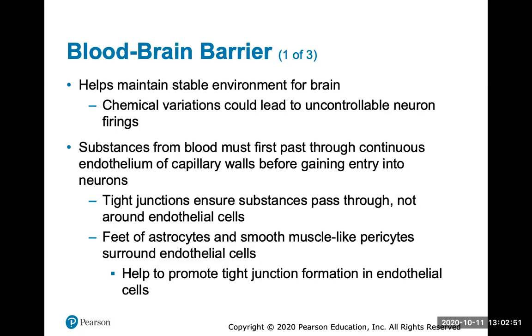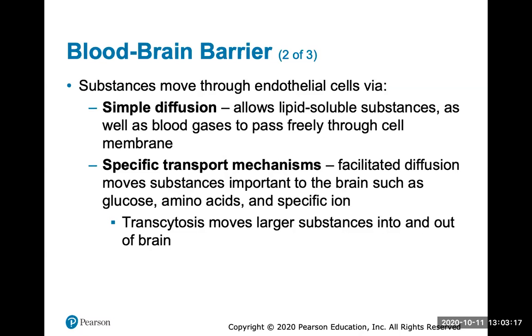Substances from the blood must first pass through a continuous endothelium of capillary walls before gaining entry into the neurons. And these are tight junctions that ensure what substances pass through and what substances do not get through. This barrier is formed from the feet of astrocytes and smooth muscle-like pericyte cells, which surround the endothelial cells. So substances can move through these endothelial cells by simple diffusion or specific transport mechanisms that will help move larger ions.